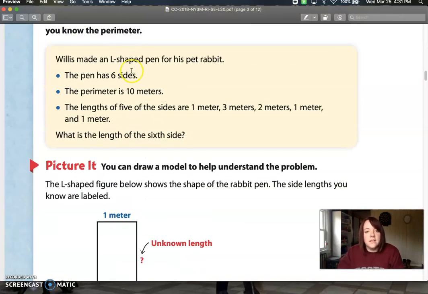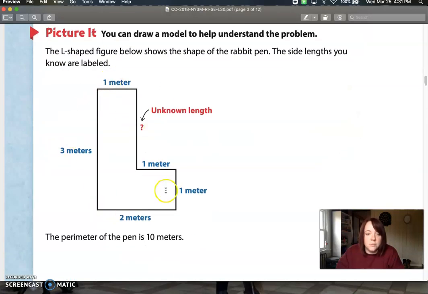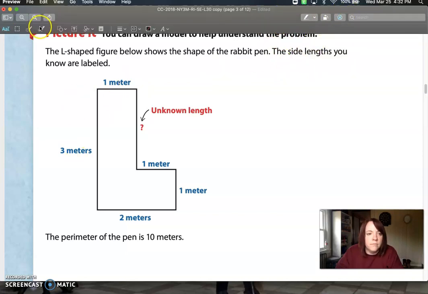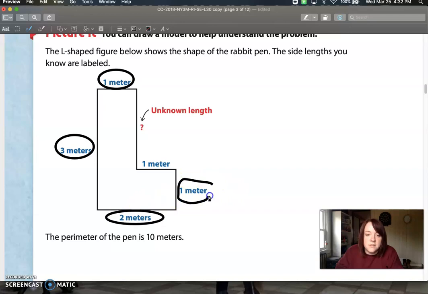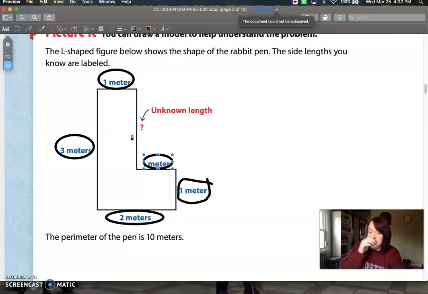Well, what did they say that our entire thing is? Our entire perimeter is 10 meters. So that means you have to add all of these numbers up to get to 10. So let's look. I'm going to put a circle around these. Okay, 1 plus 3 is 4. Plus 2 is 6. Plus 1 is 7. Plus 1 is 8. So we know all 5 of these equal 8.